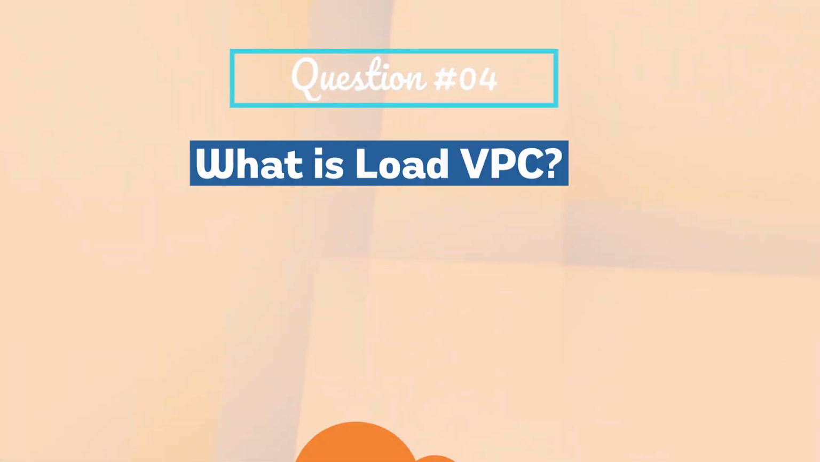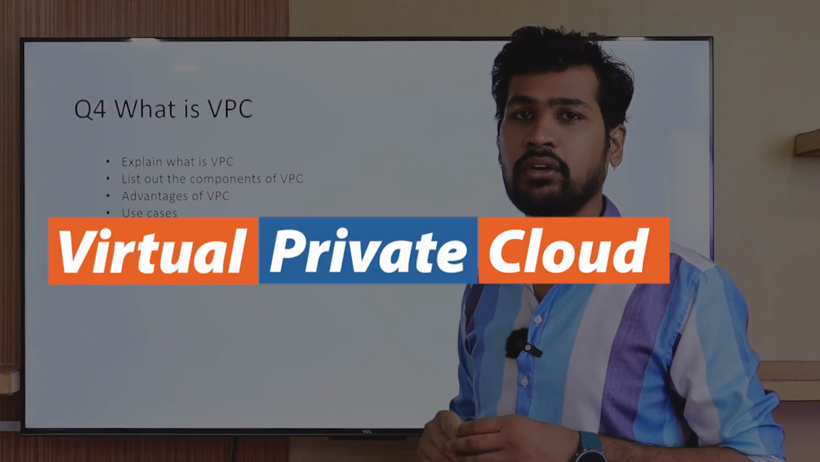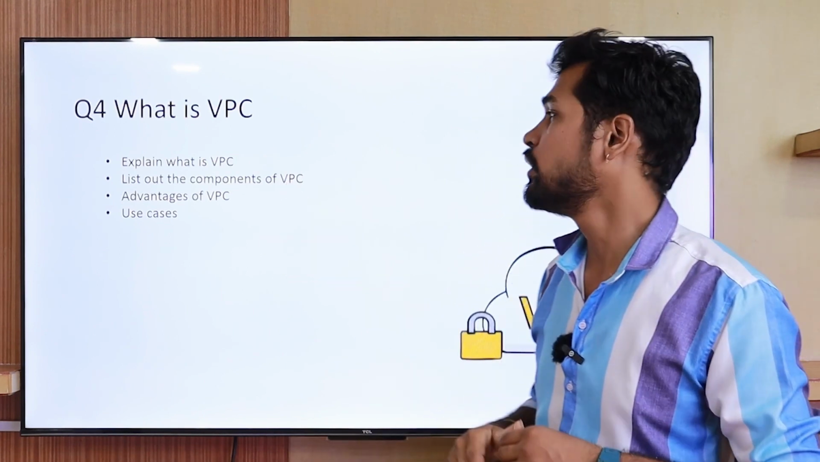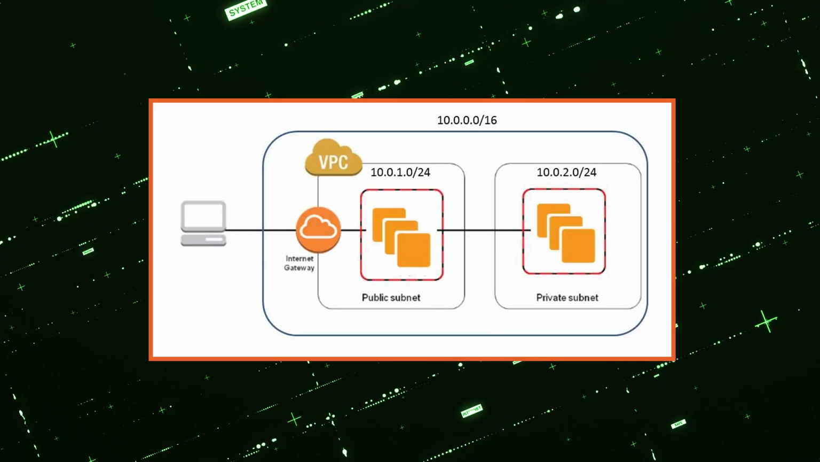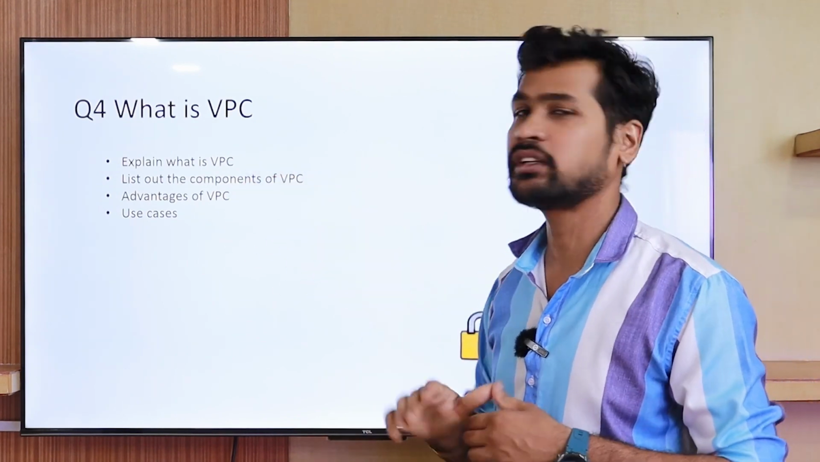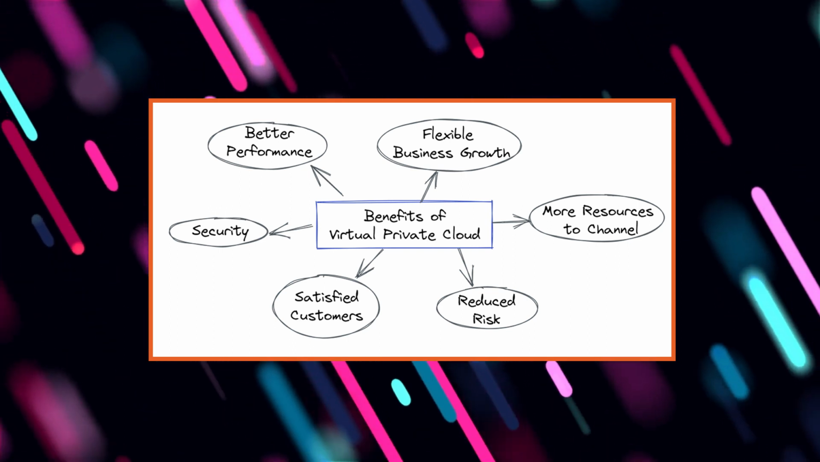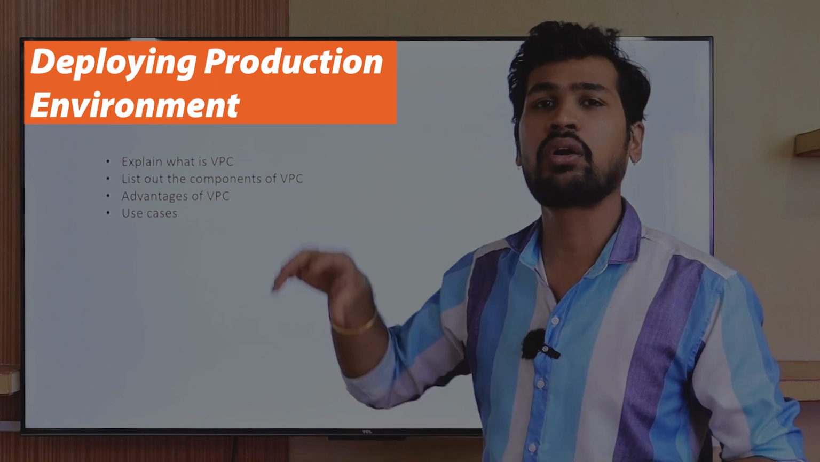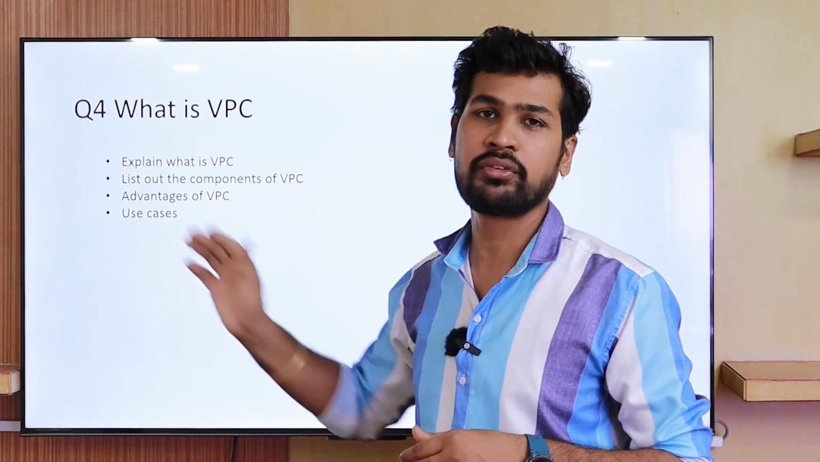Fourth question, what is VPC? You need to explain what VPC is. VPC is a virtual private cloud, an isolated environment in the AWS cloud. Here you need to list out all the components of VPC like subnets, IP addresses, route tables, and many more components. You need to mention a couple of advantages of VPC. You can give a couple of use cases, like deploying a production environment, development environment, or staging environment in that VPC.